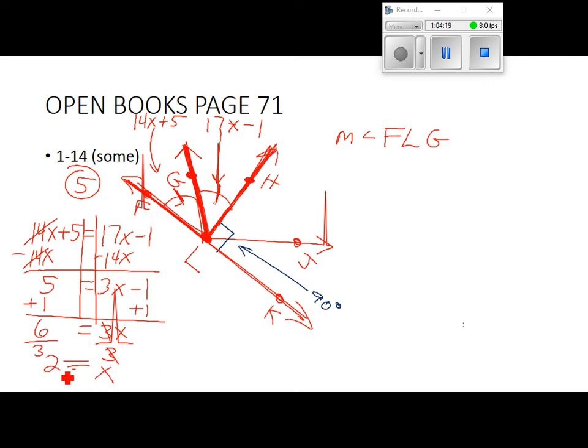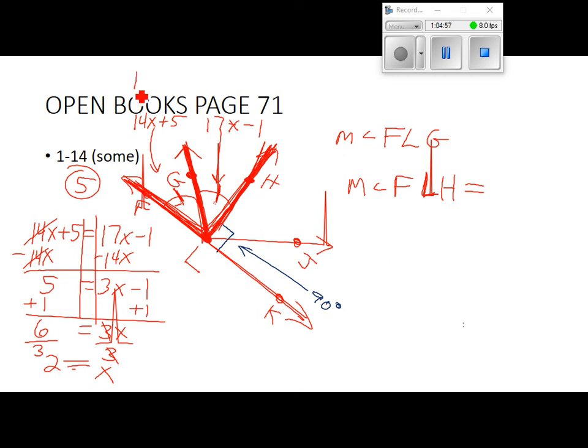Yeah. What did they ask us to find? Did they ask us to find x? The measure of angle FLH, which is both combined. So we want to find the measure of angle FLH. It's two together, isn't it? So what are we gonna have to do? How are we gonna find that whole angle? Plug in x. Both of them?